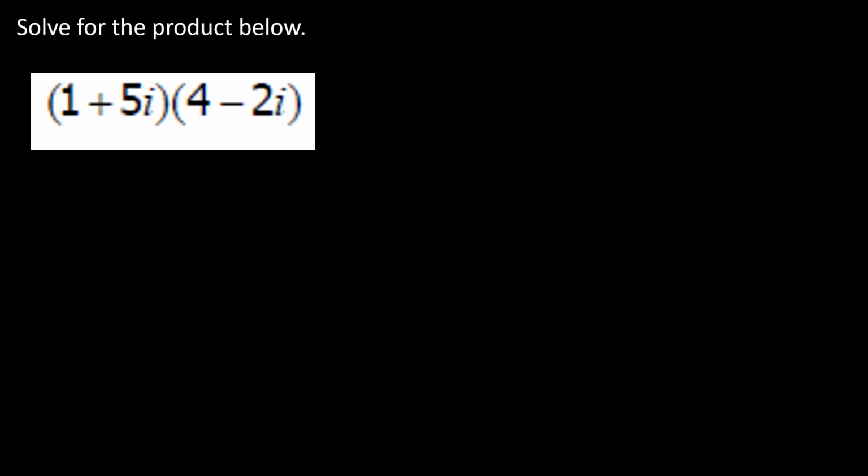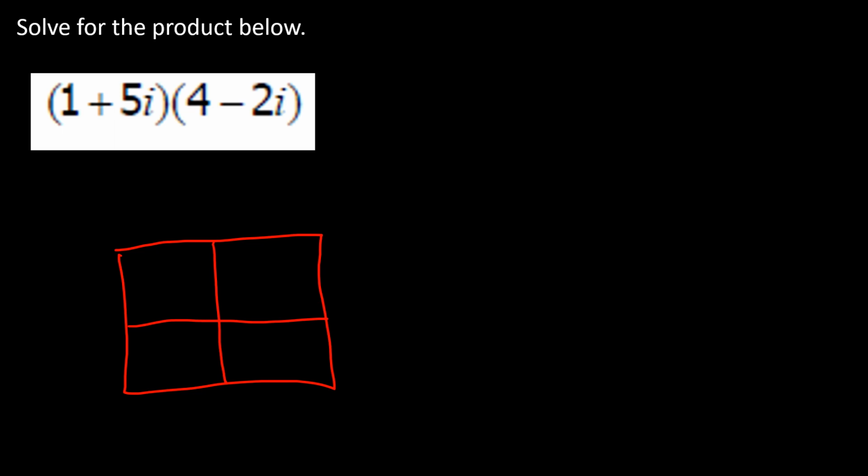All right, so let's go ahead and solve this product here. So what we have here is we are multiplying two complex numbers. You'll recall multiplying complex numbers is just like multiplying binomials, to where we're going to have to set up and use the box method. Okay, so I'm going to set up this box method here. We're going to have 1 plus 5i times 4 minus 2i. When we multiply this out, 1 times 4 is 4. 1 times negative 2i is negative 2i. 5i times 4 is 20i. And 5i times negative 2i is going to be a negative 10i squared.